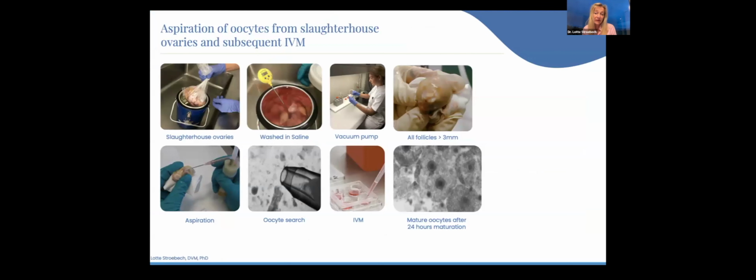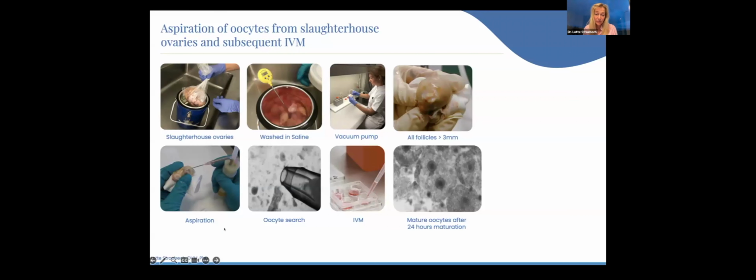So let me quickly run through the protocol. We collect the ovaries, we keep them in a plastic bag so there's no communication of the follicular fluid being diluted with water. Then we wash them in saline just before aspiration with a vacuum pump. We aspirate all follicles above 3 millimeters. Here you see the aspiration process. We search for the oocytes.